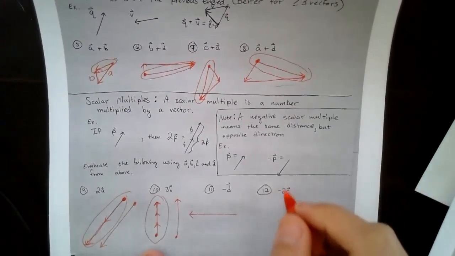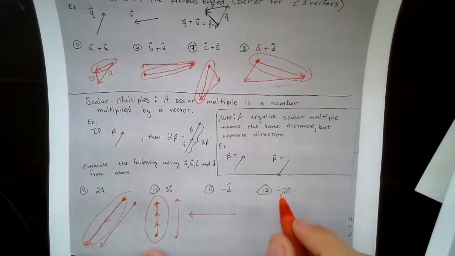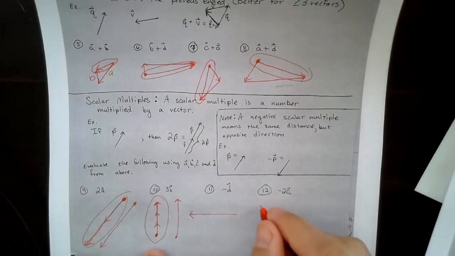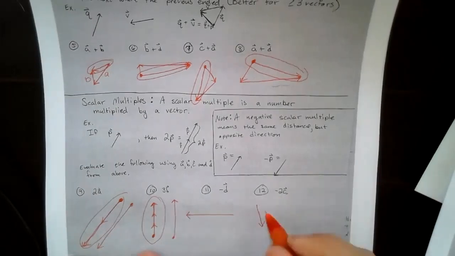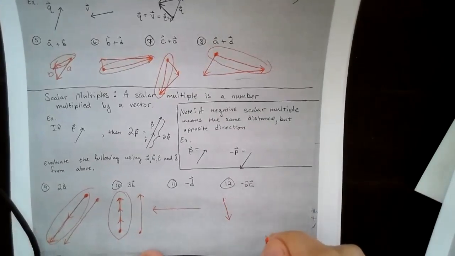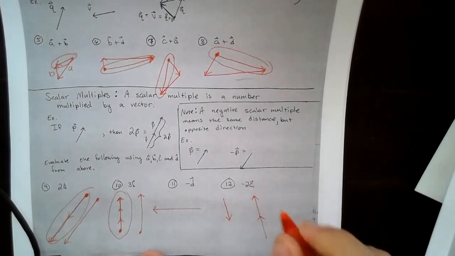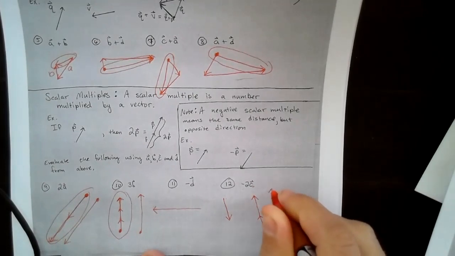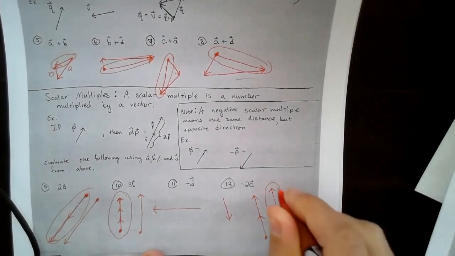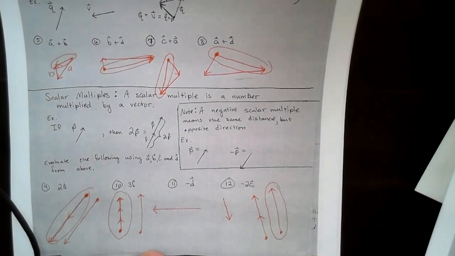Negative 2c. We're going to pick a starting point and we're going to draw 2 opposite direction c vectors. So c, just for reference, this is not the actual result here, c looked kind of like that. So we're going to draw 2 of those going in the opposite direction, here and here. The resultant vector goes from the beginning point to the end. So if we wanted to redraw it for more accuracy, that would be negative 2c as a vector.